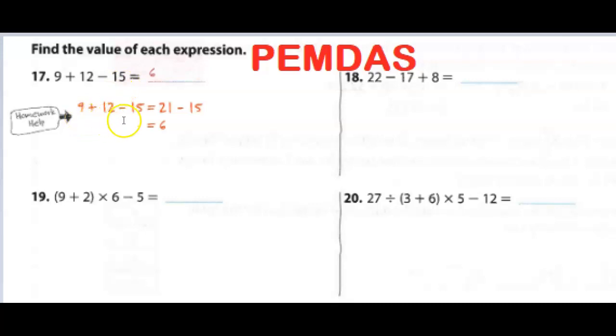Well, they said 9 plus 12 minus 15 equals 21 minus 15. So they basically did 9 plus 12 first, and they turned that into 21. And 21 minus 15 equals 6. So let's try that on number 18.